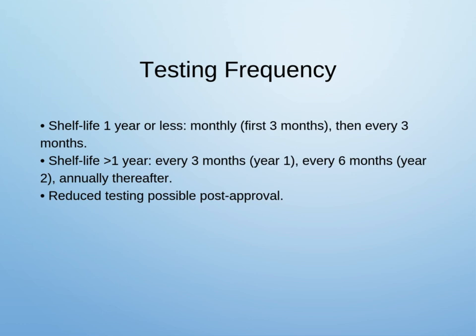For short shelf life products, less than or equal to 1 year, monthly in the first 3 months, then quarterly. For longer shelf life products, greater than 1 year, quarterly in year 1, biannually in year 2, and annually thereafter. Once enough real-world data is collected post-approval, testing frequency can sometimes be reduced. But the underlying principle is to prove stability continuously, not just at the beginning.